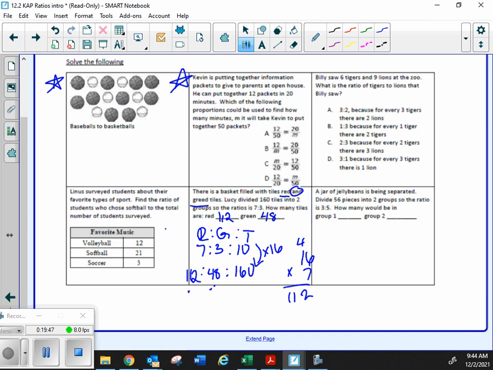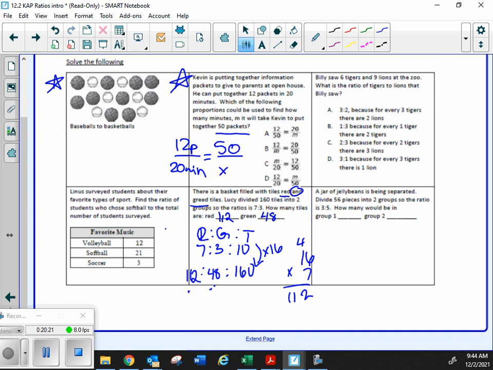Again, I'm hoping I can do this real quick. Kevin is putting together information packets to parents about open house. He can put together 12 packets in 20 minutes. We want to know which proportion could be used to find out how many minutes it will take to put together 50 packets. So that 50 goes on the top or the bottom? Bottom. That's talking about packets, though. Yeah, on top. It goes on the top.